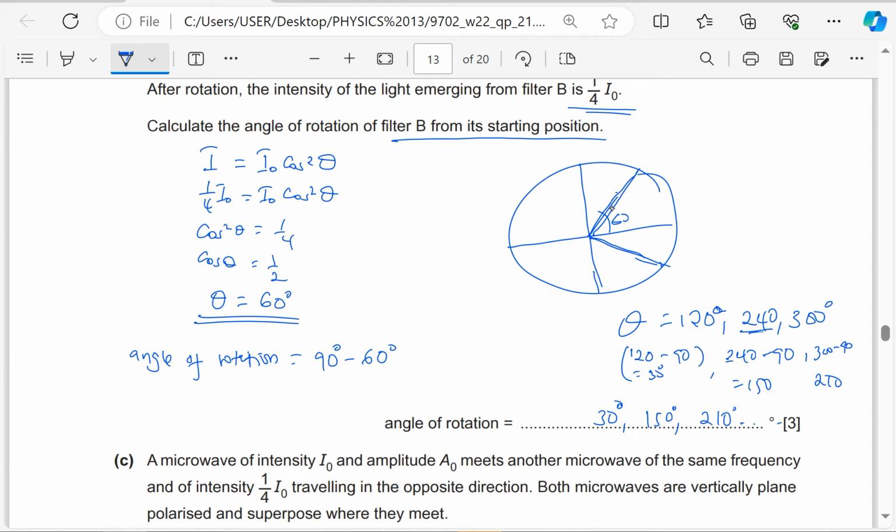So if you're a good mathematician, you can check all the other angles, because we want cos squared theta to be a quarter. And I think mathematically these are the angles which give you cos squared theta as a quarter, when theta is 120, 240, 300, and so on and so forth. You can continue checking the angles because you're a good mathematician.